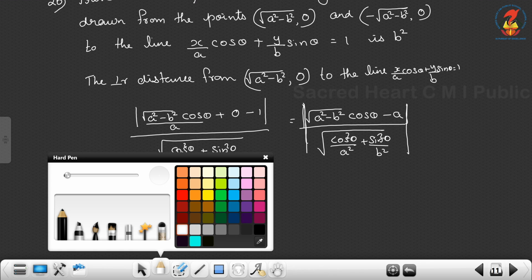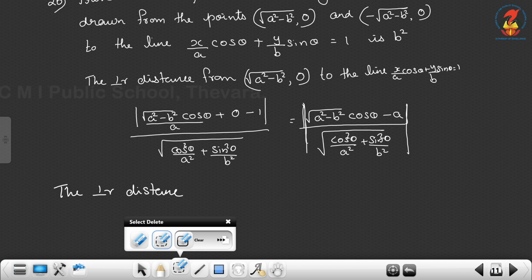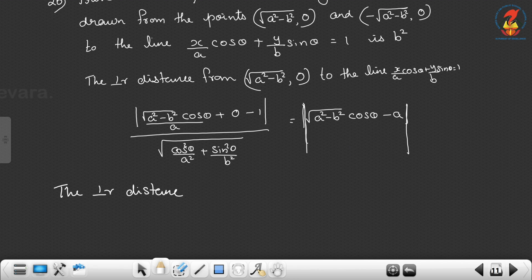Now the second point. Children, here I made one mistake. This by a is there, that I didn't write. When we take the LCM, multiply 1 by a, then by a, then by root of cos square theta by a square plus sin square theta by b square.